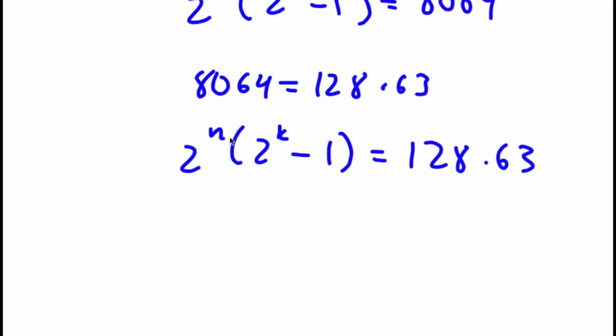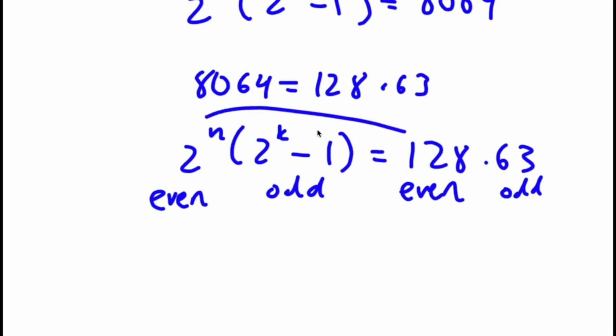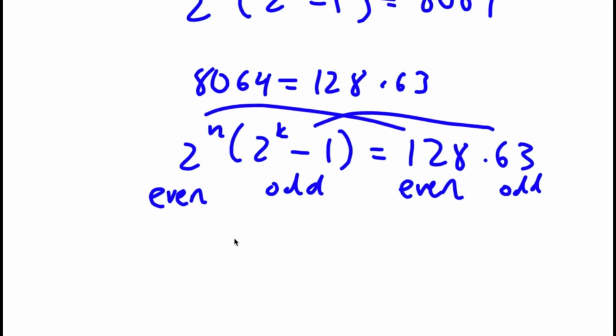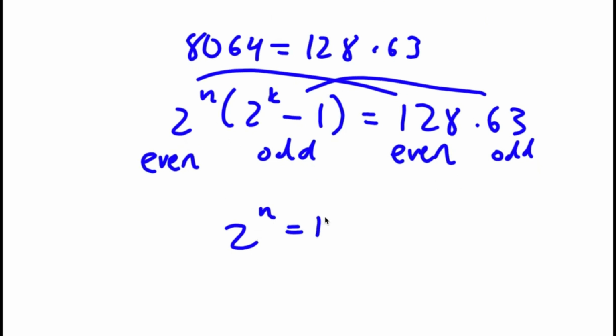Now notice I have 2 to the power of n, that's going to be an even number, and 2 to the power of k minus 1, that's going to be an odd number, because 2 to the power of k is going to be even, and an even number minus 1 is going to be odd. And 128, this is even, and 63, this is odd. So now, meaning I can simply set the evens equal to each other, and I can set the odds equal to each other. So 2 to the power of n is equal to 128.